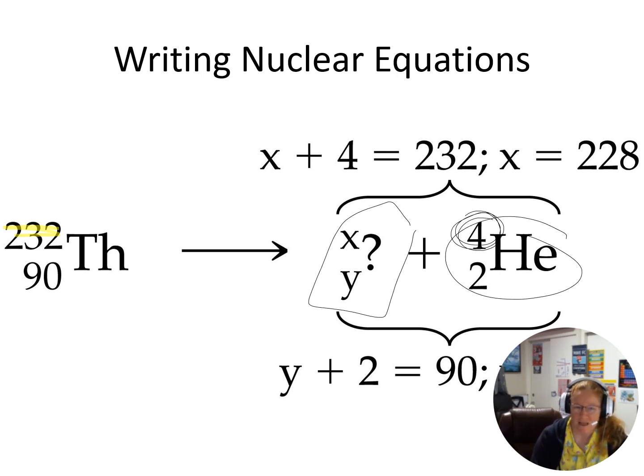Okay? Now I have down here this 90. Now that 90, that's my atomic number. I still have to make sure both sides of my equation add up to 90. So I already have 2 on my helium. So 90 minus 2 would be 88. So I look on the periodic table and I figure out what element has atomic number 88. And so what I get is a full nuclear equation that looks like this.